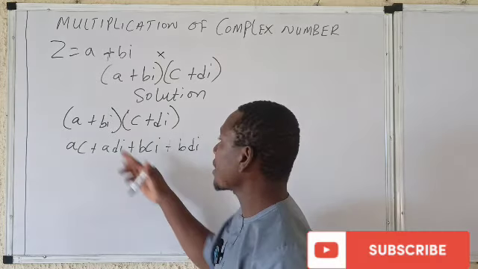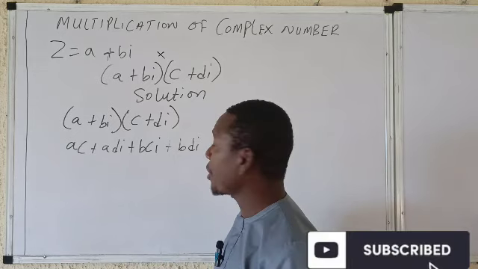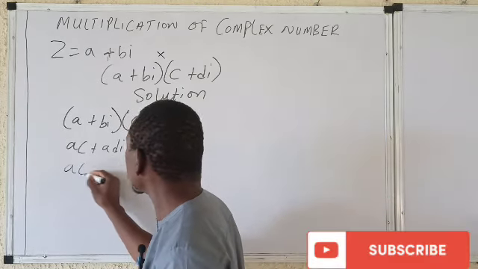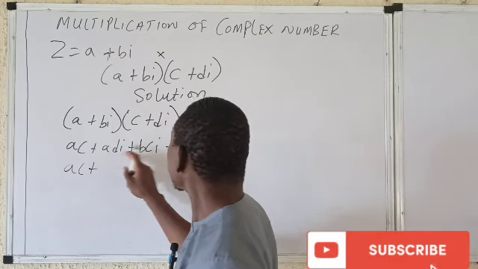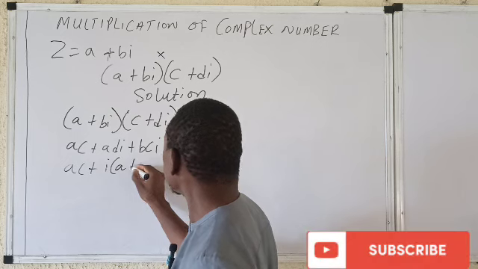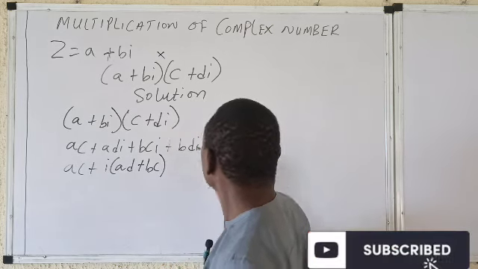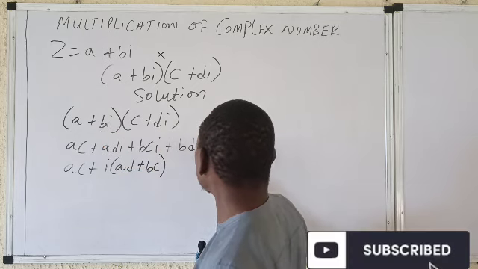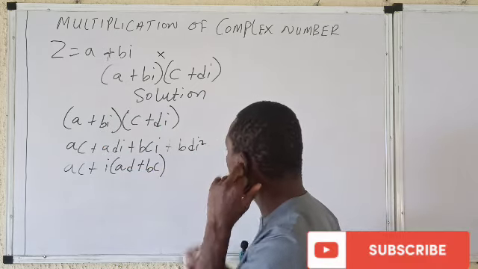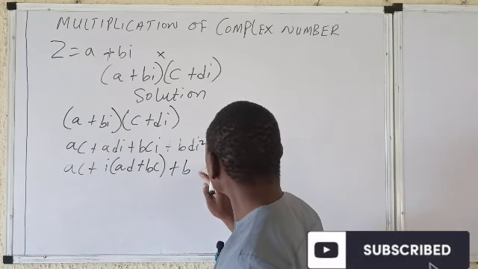Even in some texts, you realize that they put the i before the b. It's still the same thing. So once you have something like this, you now have ac plus, since i is common to both of them, I can bring out the i and put ad plus bc. Now, remember when I use this one to multiply this, I did not put the square here because i times i is i squared. Please take note of that. Now, plus bd.